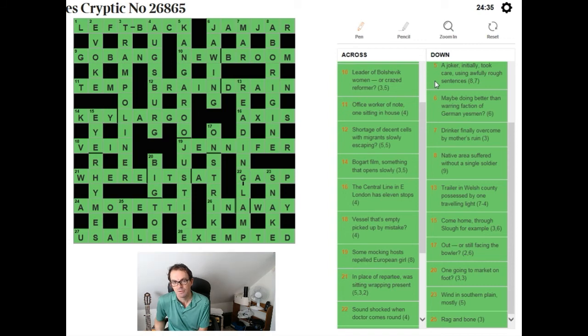So what's going on is you've got ad for trailer, as in an advertisement. In is just plain, so IN. Welsh county, glam for Glamorgan. Possessed by, so all of that goes inside one travelling, which is a rep, which is something you see from time to time, with the whole thing therefore giving you reading lamp, which is a light. So, yeah, that's how that one works.